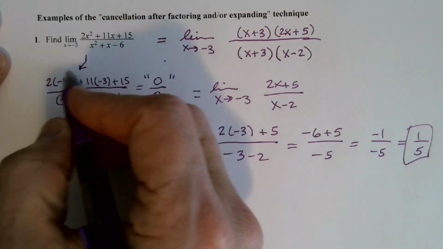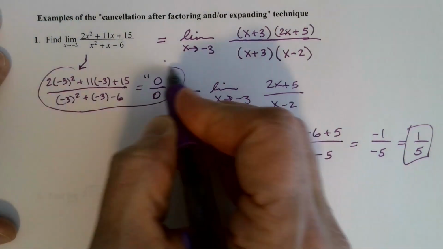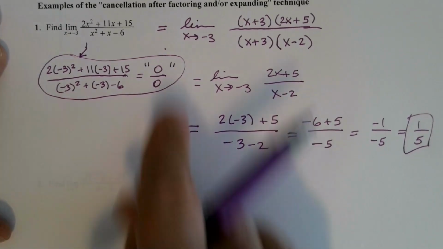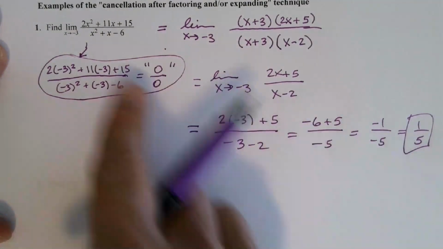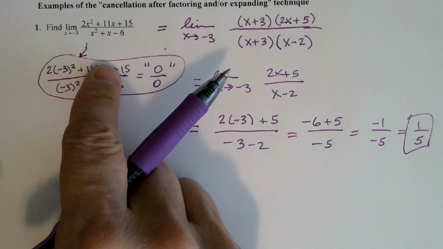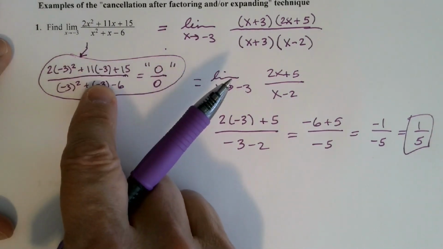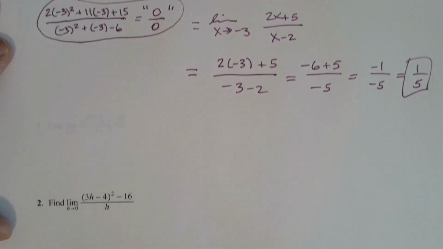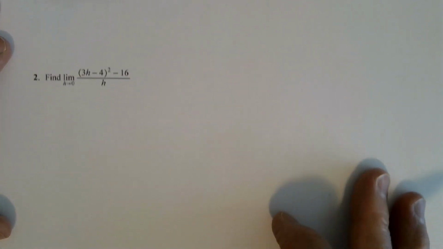Keep in mind, this is just a little aside: we should always check and make sure that we're in indeterminate form before we go through all this hassle. Because I wouldn't have to do all this hassle if I plug in and I get something like 1/5 here. If I plug in and get 1/5 here, my limit, I'm done. I don't have to do any work. Okay. Let's take a look at this one here.